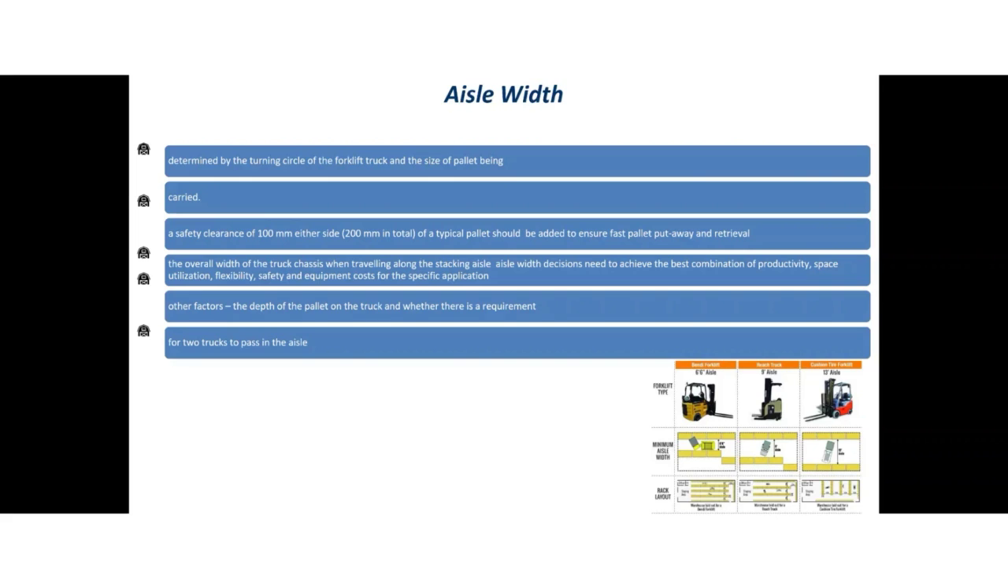for the specific application. Other factors include the depth of the pallet on the truck and whether there is a requirement for two trucks to pass in the aisle. The decision will also require the user to decide whether speed or storage capacity is the main driver. The advantages and disadvantages of each type of racking system we'll talk about and we'll discuss in more detail in the next section.